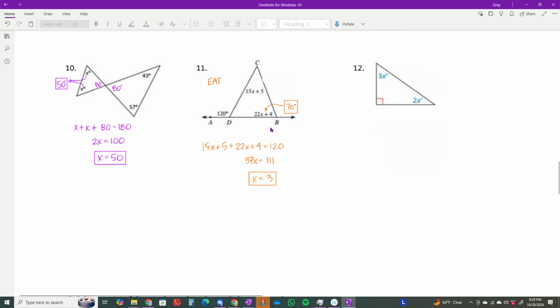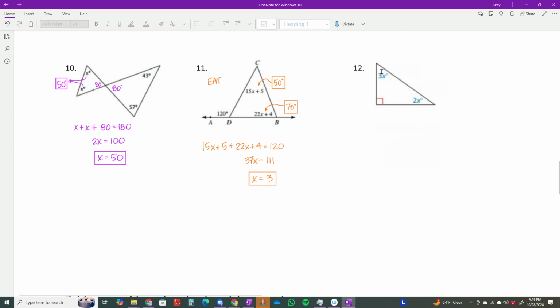That makes that 70. And you can go ahead and subtract 120 and 70 and find out what this one is. But you can also check yourself by plugging 3 in. 15 times 3 is 45, plus 5 is 50. So we did it both ways and got the same answer, so we know that we're doing things right.